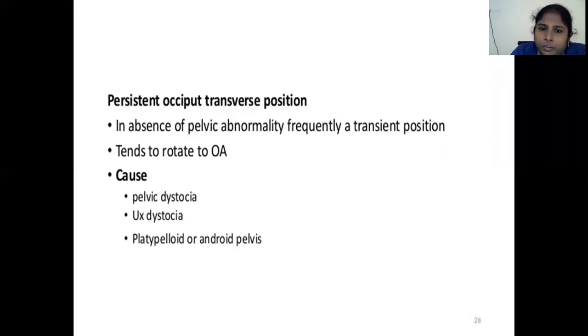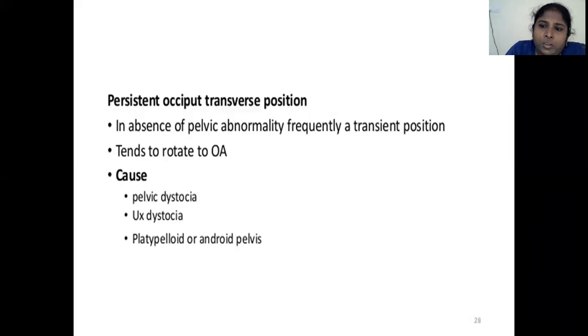But if it rotates only to occipito-transverse from occipito-posterior and stays in that position, it is called deep transverse arrest. That cannot deliver normally. You have to do a cesarean section. Causes are pelvic dystocia, uterine dystocia, platypelloid or flat pelvis, android pelvis. All these, the occipito-transverse, deep transverse arrest is common in platypelloid and android pelvis.